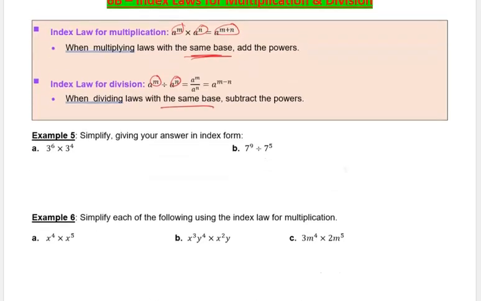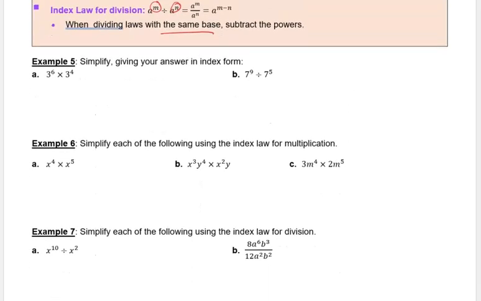So simplify, giving your answer in index form. 3 to the power of 6 times 3 to the power of 4. Do we have the same base? We do. So that's going to end up being 3 to the power of, we're multiplying, 6 plus 4 equals 10, so 3 to the power of 10. And why does that work? I'll show you below, but I have 6 of those 3's that I'm multiplying and 4 more of those 3's. It adds up to 10 of those 3's that I'm multiplying together.